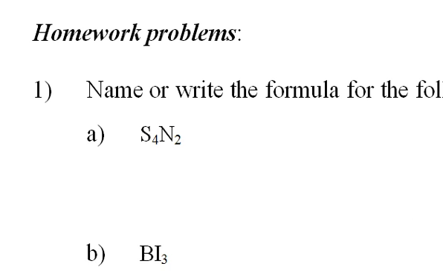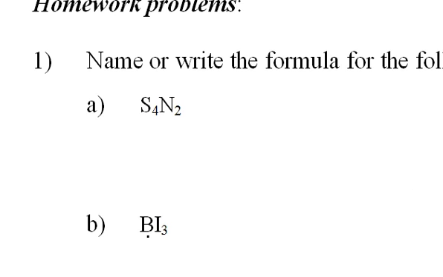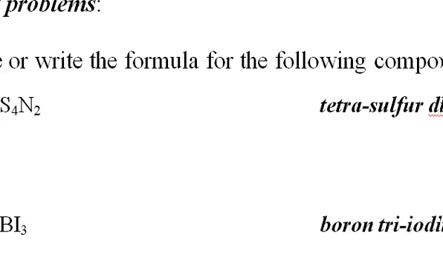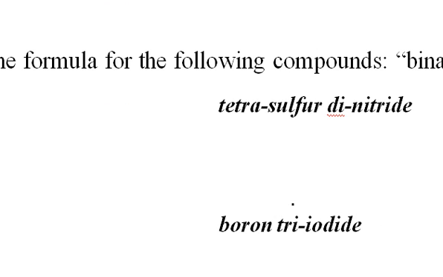All right, looking at letter B. We have boron, and we only have one of those, so we don't need a Greek prefix. Yes, mono does represent 1, but never ever use mono on the first element. Then we have 3 iodines, but since we have 2 nonmetals, we drop the INE and add IDE, so we have iodide. With 3 iodines, that means we have boron triiodide. Again, hyphenating is quite alright if that's what you like to do.